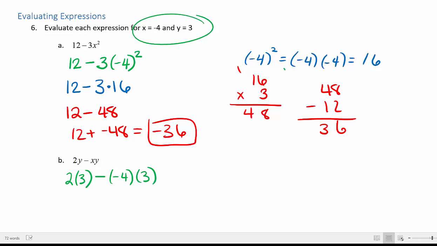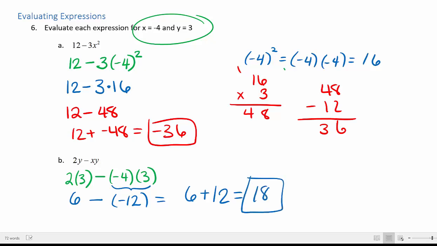So I have to do parentheses. Oh, there's nothing to do in the parentheses. Then I have to do exponents. No exponents. Now I multiply. 2 times 3 is 6. And then I'm going to copy down this subtraction. And then negative 4 times positive 3 is a negative 12. And now we can subtract. Subtracting a negative is the same thing as adding a positive. So 6 plus 12 is 18, and that is my final answer.